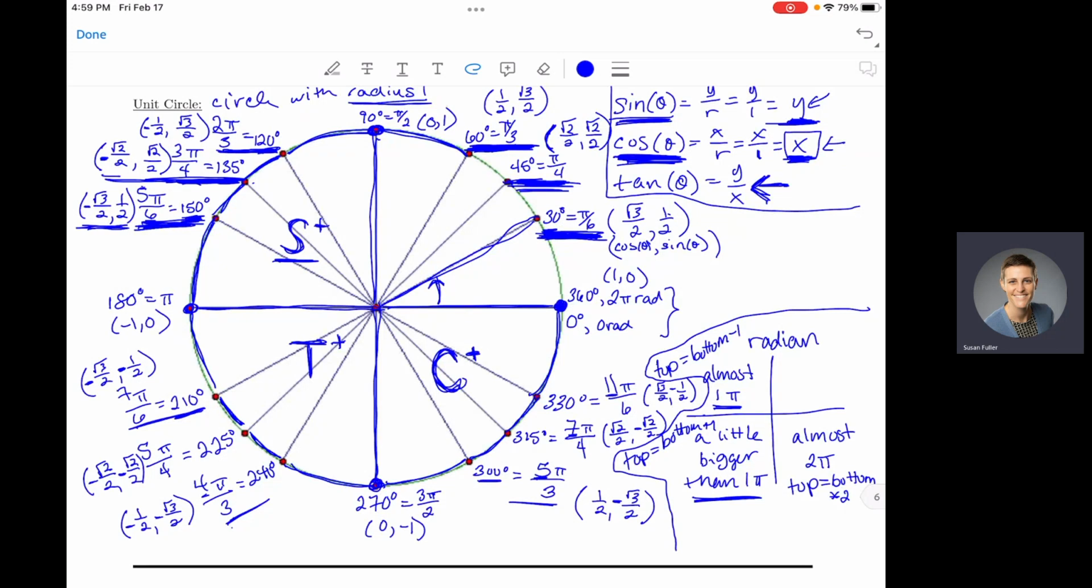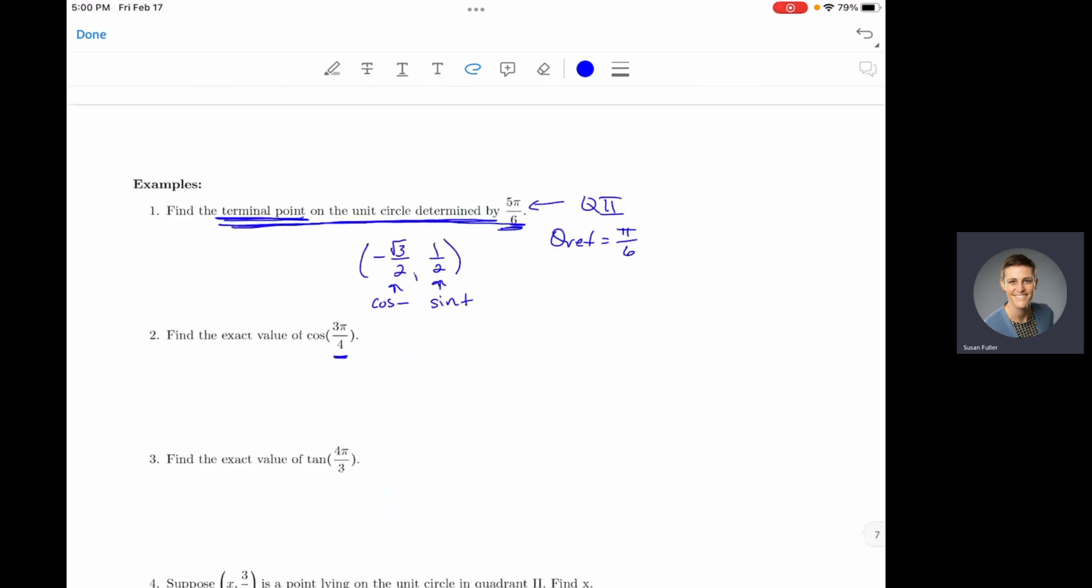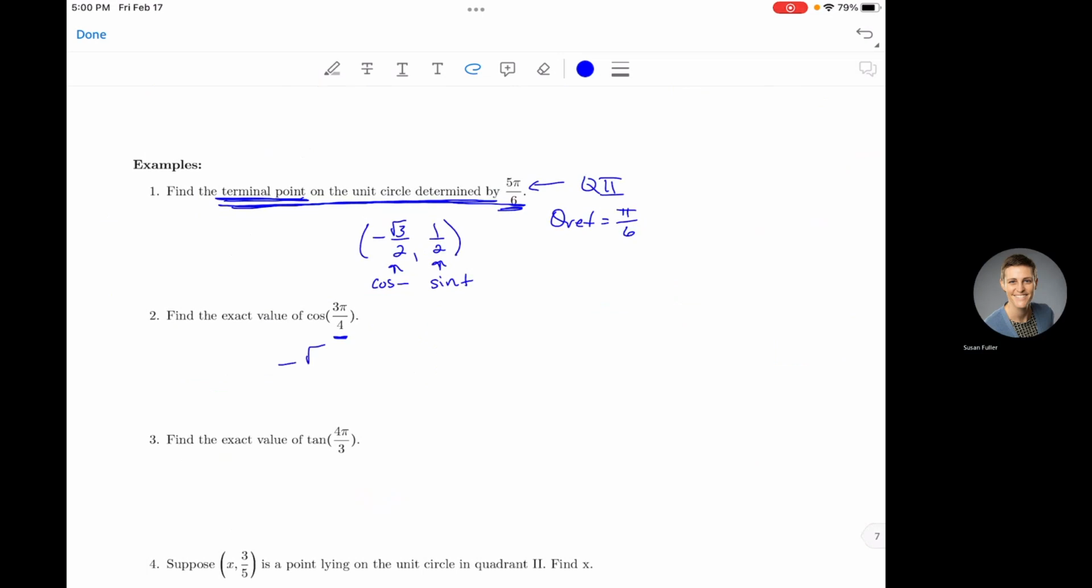I'm going to use the ordered pair on my unit circle, and I wanted the cosine value of 3 pi over 4. The cosine is your x coordinate. So the cosine of 3 pi over 4 is the x coordinate here, which is negative root 2 over 2. So that's how the unit circle is going to help us quickly grab the values of trig functions for these angles. All right, next one.